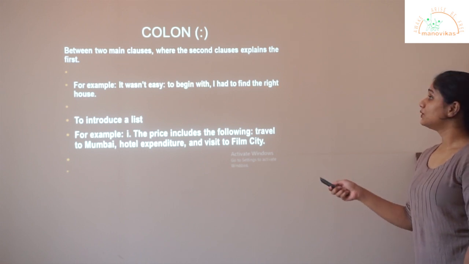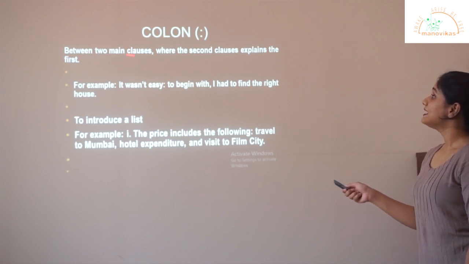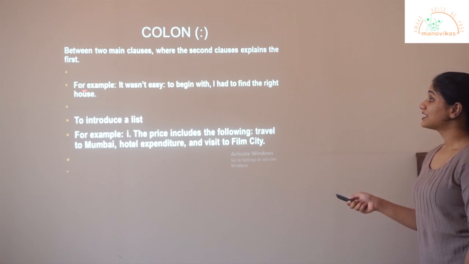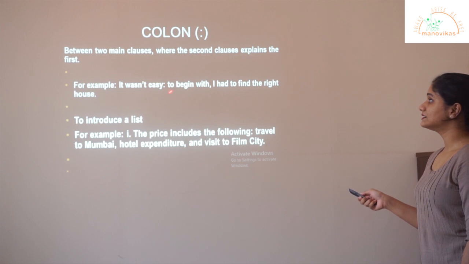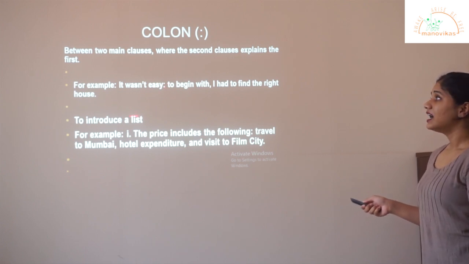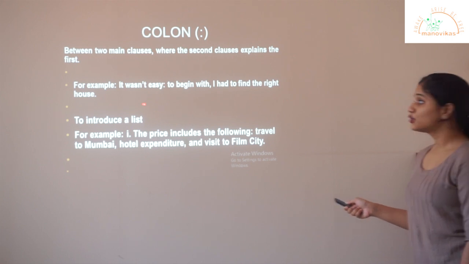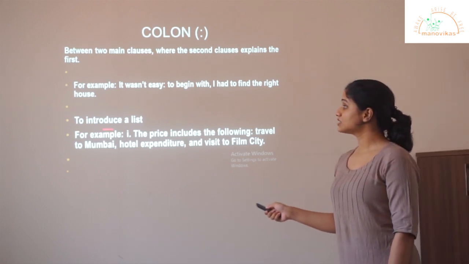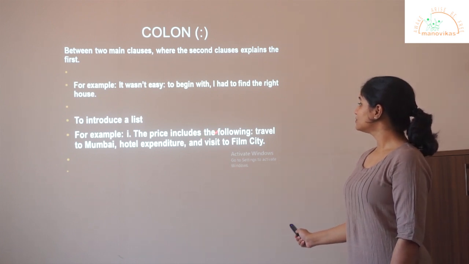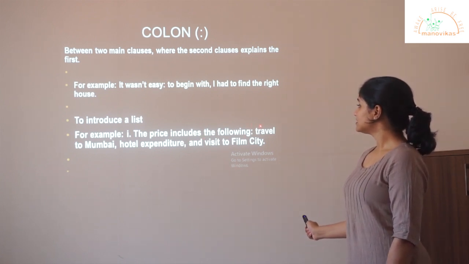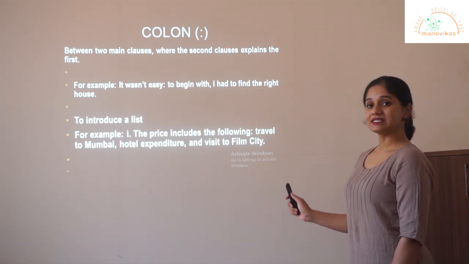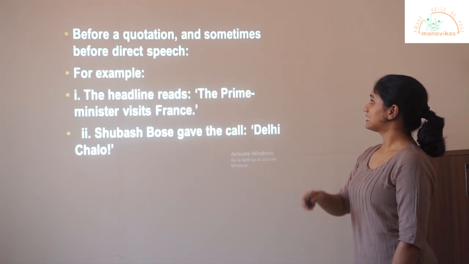Alright, next the colon. It is used between two main clauses, where the second clause explains the first. For example, it wasn't easy: to begin with, I had to find the right house. Another, simpler area where a colon is used is to introduce a list. For example, the price includes the following: travel to Mumbai, hotel expenditure and a visit to Film City. Let's move on to the next slide.